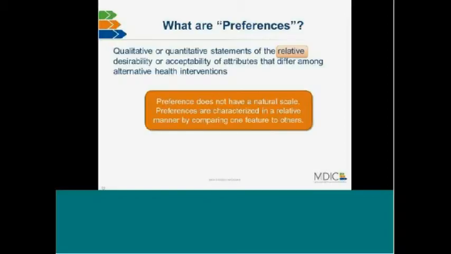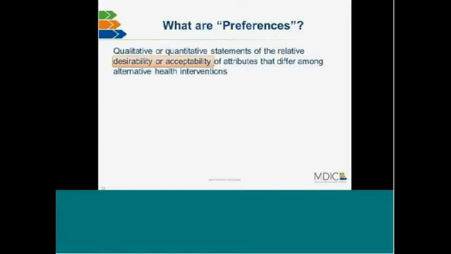How much stroke of this type would I accept versus a heart attack? How much liver side effect would I take versus a rash side effect? Once you can compare these things against one another, you have relative measures, and that's the nature of the real world for preference. Desirability or acceptability.